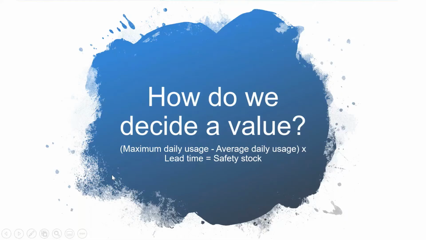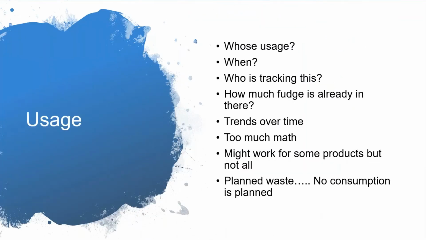But it's my maximum daily usage subtracted from my average daily usage times my lead time gives me my safety stock quantity. And so we look at that, and then we start asking ourselves some questions. Maximum daily usage minus average daily usage times my lead time. So whose usage? Is this the usage in production? Is this the usage for sales? Is this the usage for those people in engineering who keep stealing my parts?